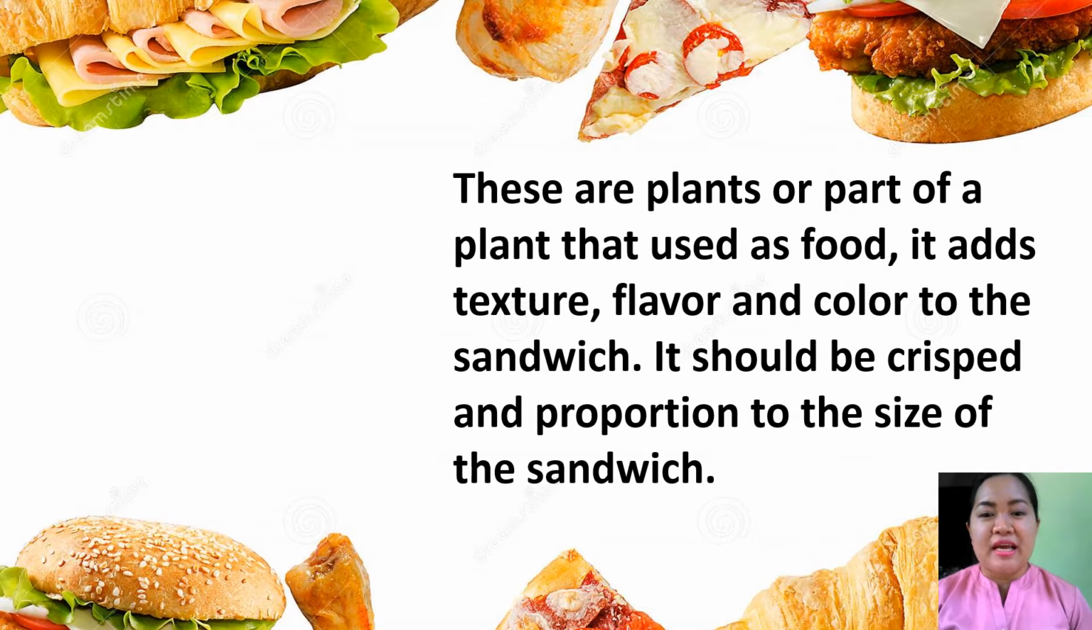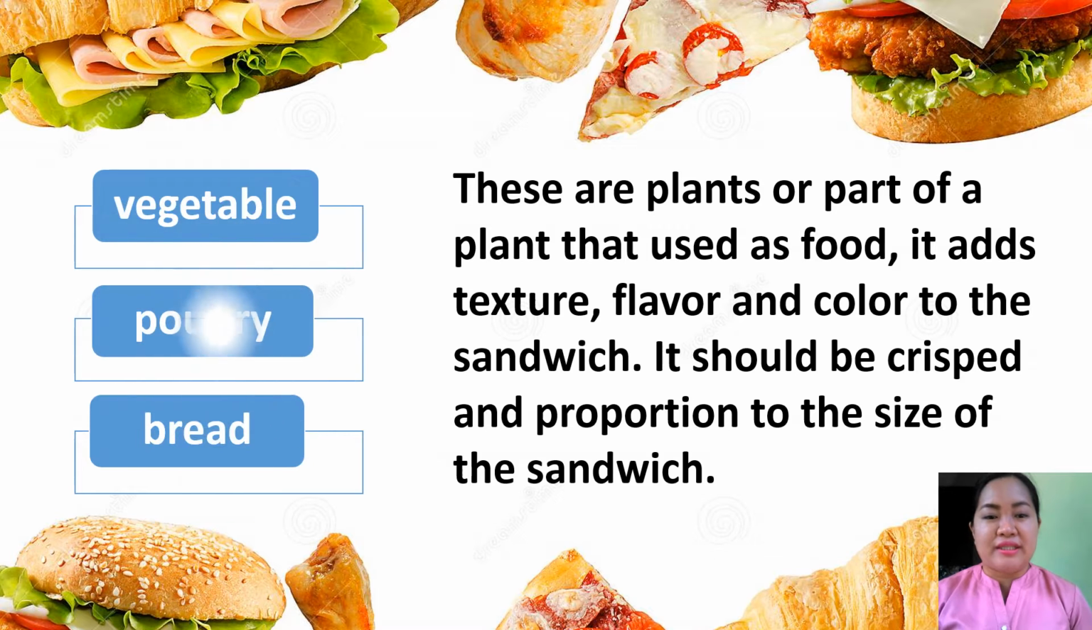Next question. These are plants or part of a plant that are used as food. It adds texture, flavor, and color to the sandwich. It should be crisp and proportioned to the size of the sandwich. Choices are vegetable, poultry, bread. What's your answer? The correct answer is vegetable.